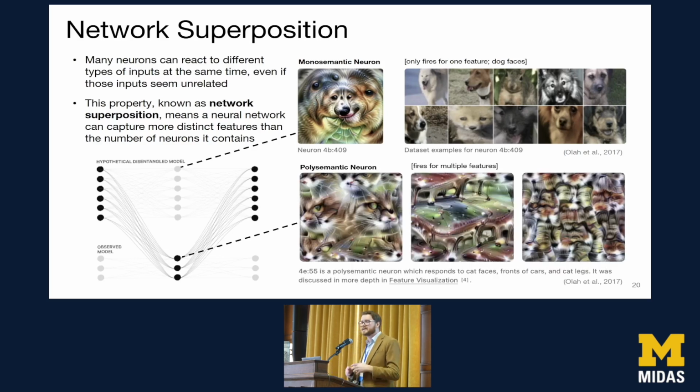In reality, you get this polysemantic neural behavior, where instead of firing for just that one feature, they'll often see it fire for things like the faces of cats, in this example, the fronts of cars, or the legs of cats. And it's not because there's some inherent relationship, at least I don't think, between these features, but this is, again, that superposition property coming into effect where you're encoding more features than you have neurons.